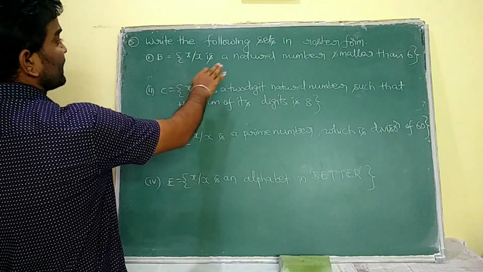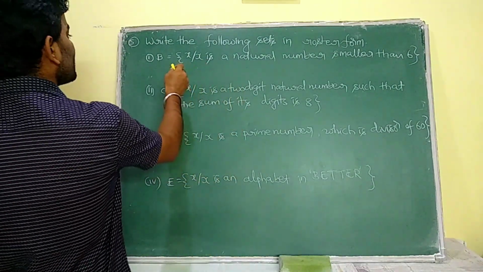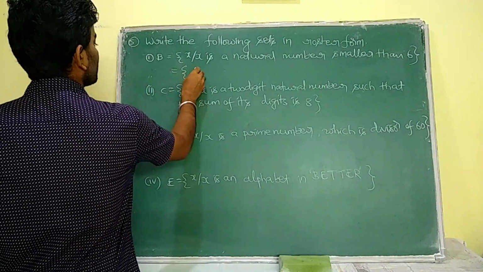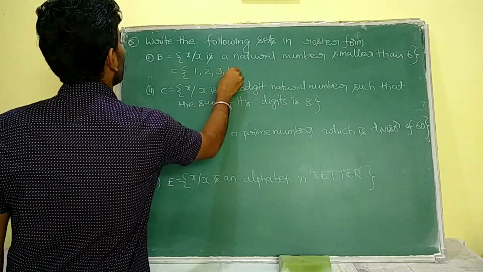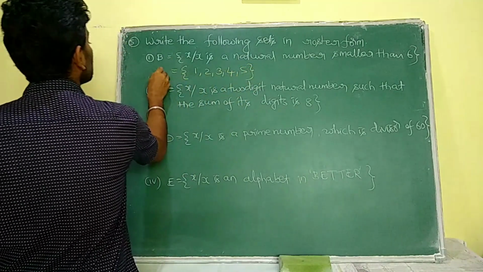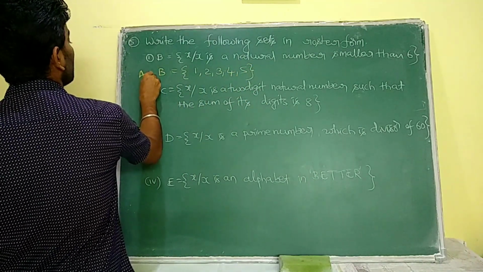See, x says that x is a natural number smaller than 6. Then tell me the natural numbers which are smaller than 6. 1, 2, 3, 4, 5. This is our answer. Understand?